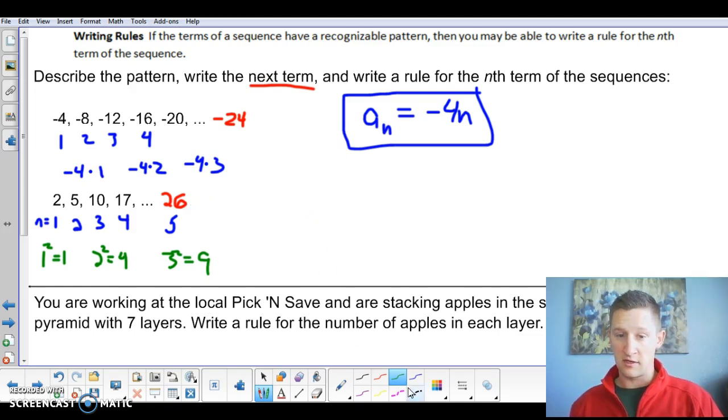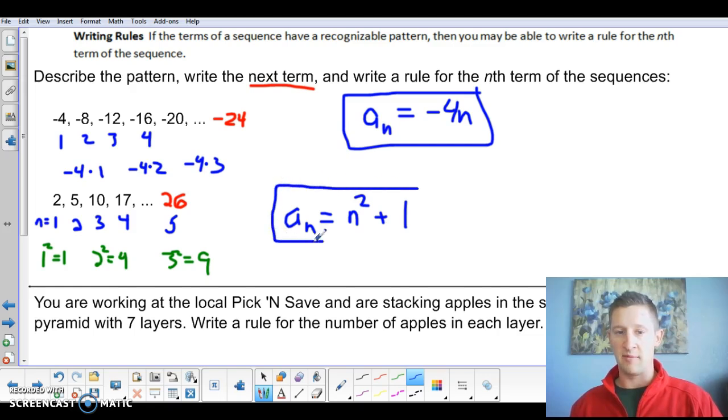Ooh. So I think that my rule might be, in order to find the nth term, I'm going to take n, the number of the term, square it, and add 1 to it. So if I were describing these terms, I would say each of these terms is 1 greater than the perfect squares. Now that's kind of a tricky one, maybe one to come up with on your own.